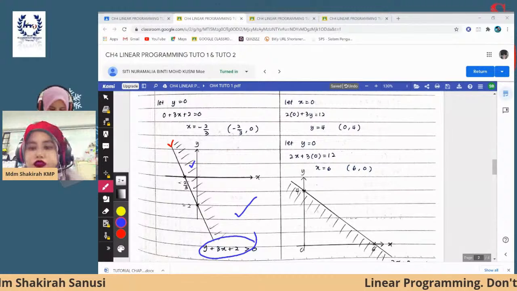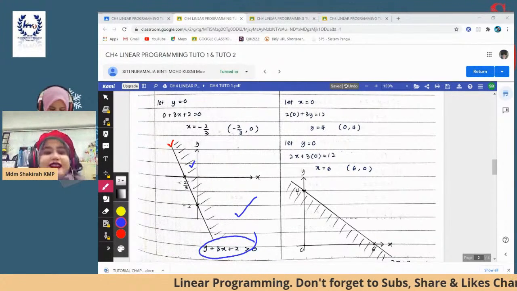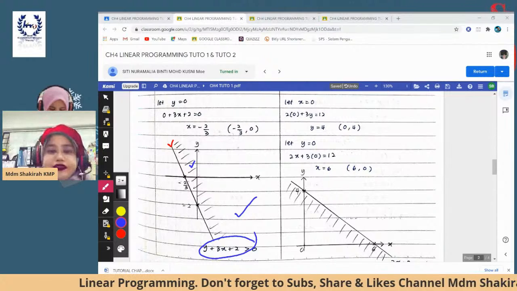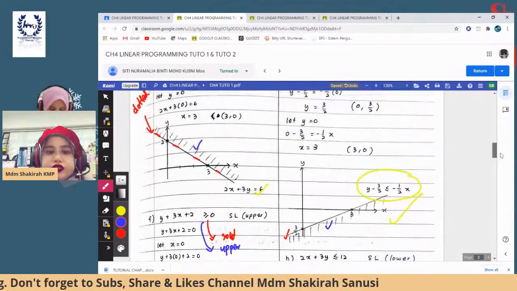Sorry. Mereka tak perasan komen tu. Daripada tadi tak nampak. Okay, kalau tak nampak, mereka scroll balik lah. Mereka scroll balik. Right, slowly.